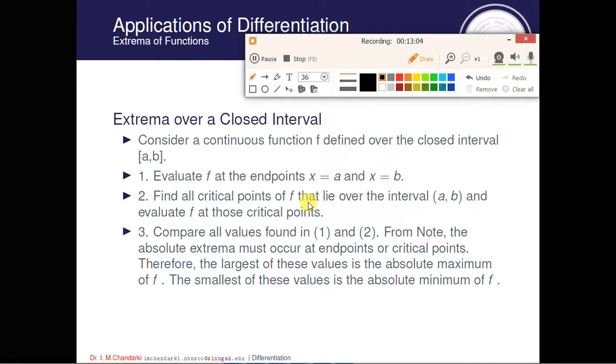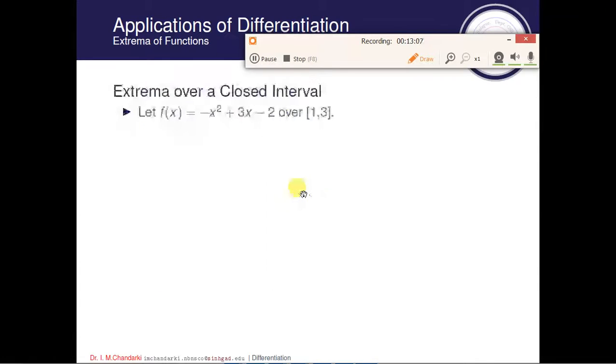Let us apply this method to a simple function so that you can understand. Let f of x equal minus x square plus 3x minus 2 over the interval 1, 3. My first step is to find f of 1. If you put x equal to 1, you get minus 1 plus 3 minus 2, which is 0. If you put x equal to 3, you get minus 9 plus 9, which cancels, and you get minus 2.